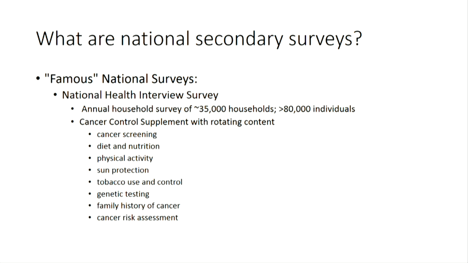But it has rotating content, so data are not collected on all of these domains every year. One year you might collect on diet and nutrition and sun protection. The next year it might be tobacco use and genetic testing. And the next year after that it might be cancer risk and family history.